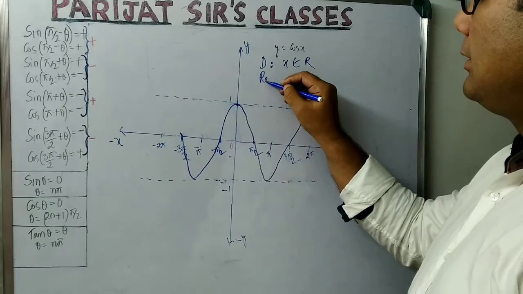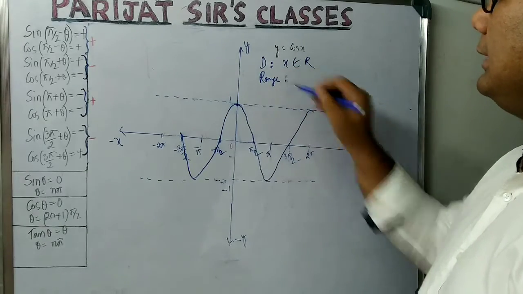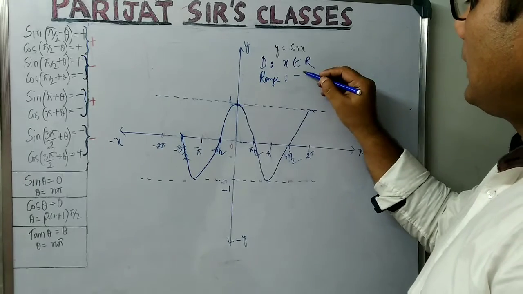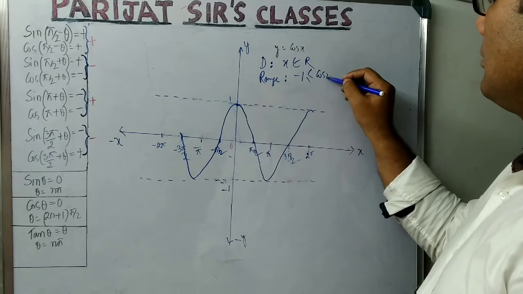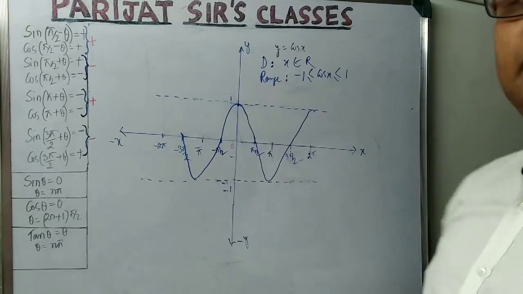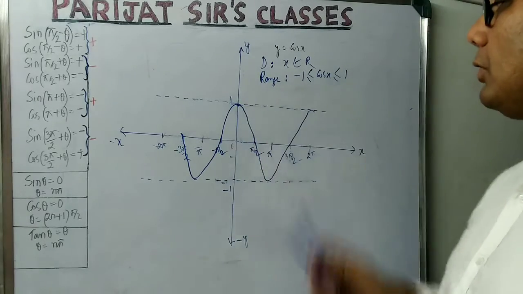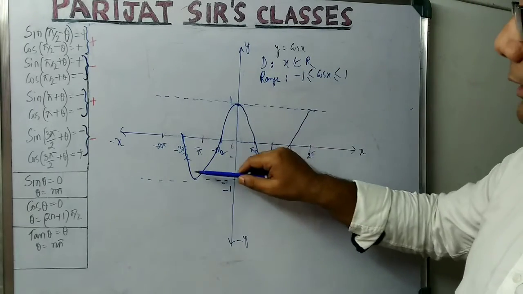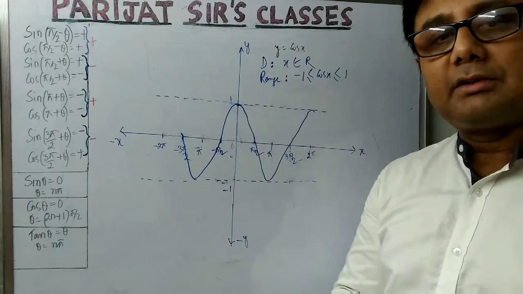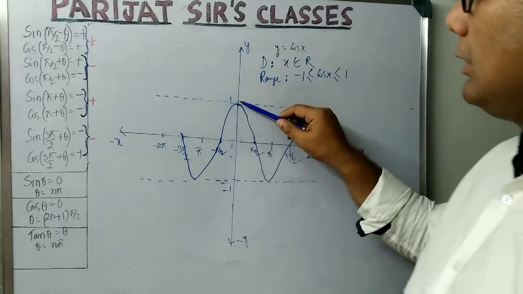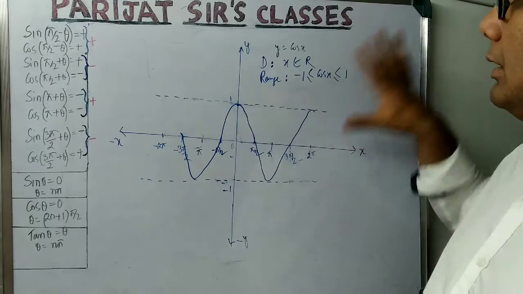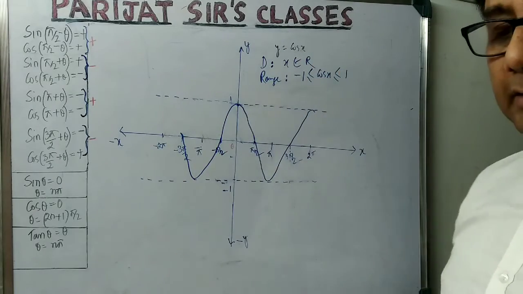And the range, which is the value of the y, is what? It again belongs from -1 to 1. The range of cos x varies from -1 to 1. As you can see, the minimum value of cos x is -1 and the maximum value of cos x is +1. Okay, so this is the graph of the function y equal to cos x.